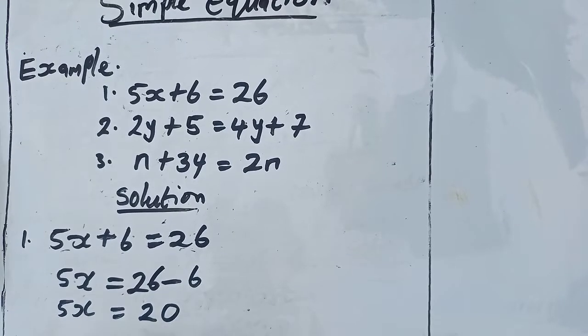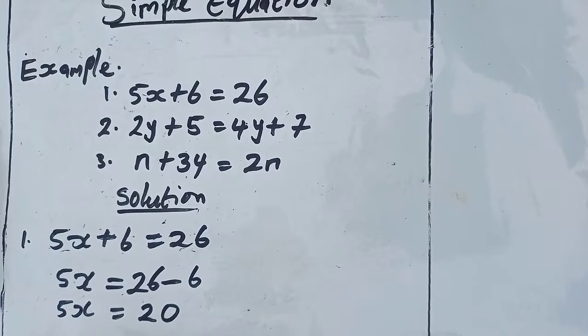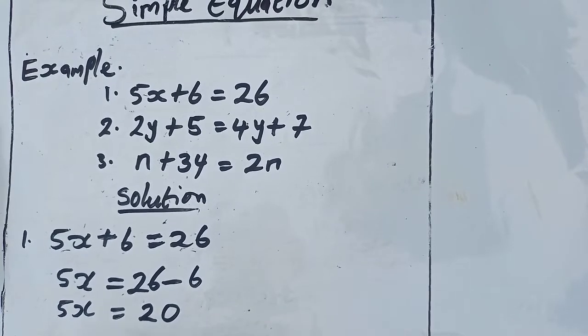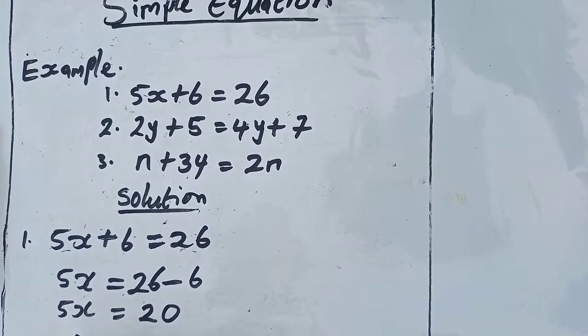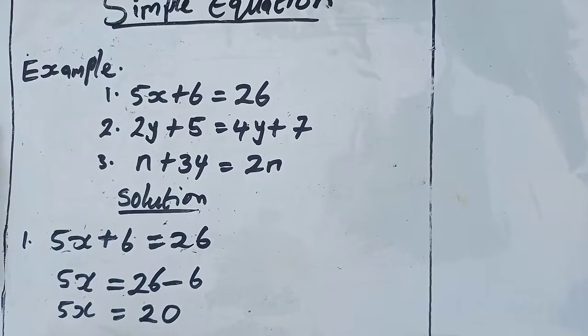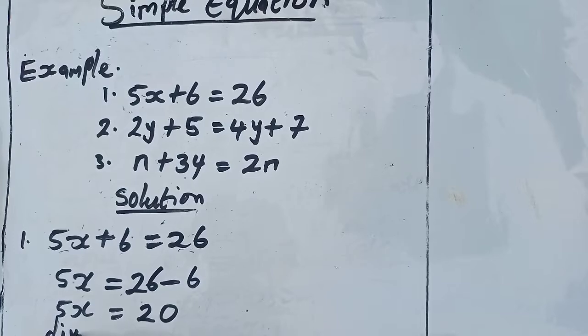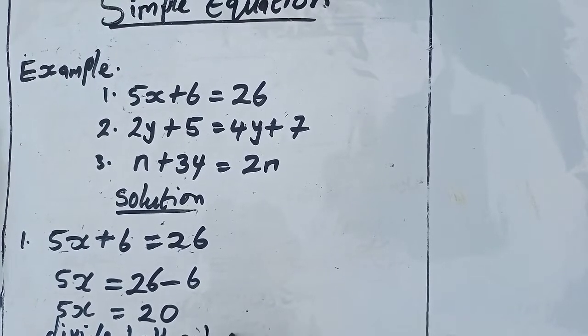So if 5x equals 20, we have to solve for x. The only thing we can do to solve for x is to divide both sides by 5, that is the coefficient of x. The coefficient of x here is 5. So for us to derive the value of x, we need to divide both sides by the coefficient of x, which is 5. So in that case, we say divide both sides by 5.